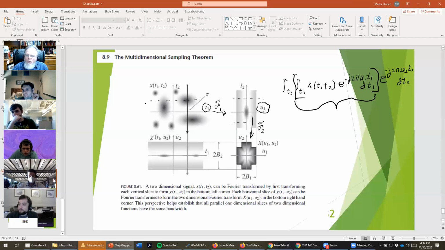What is this? This is the Fourier transform of a slice for fixed T2. You can think of T2 being fixed here. So you fix T2 and you take the Fourier transform of the slice, the one-dimensional signal, and this turns out to have this spectrum. And we do that for every one of the horizontal slices. And we get this function. And then once we get this, we can take the Fourier transform of this in the other direction, which is going down, and we get the corresponding spectrum, which is shown here.